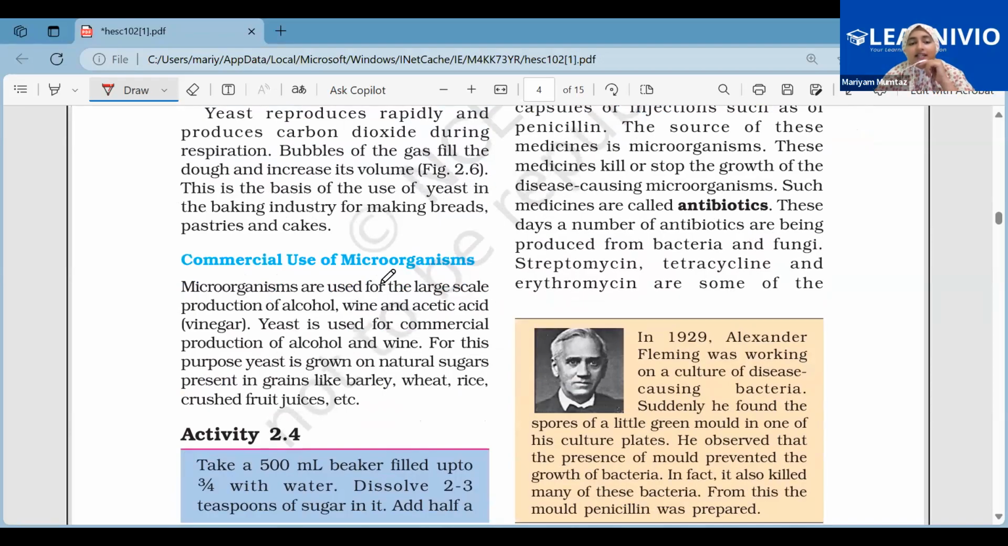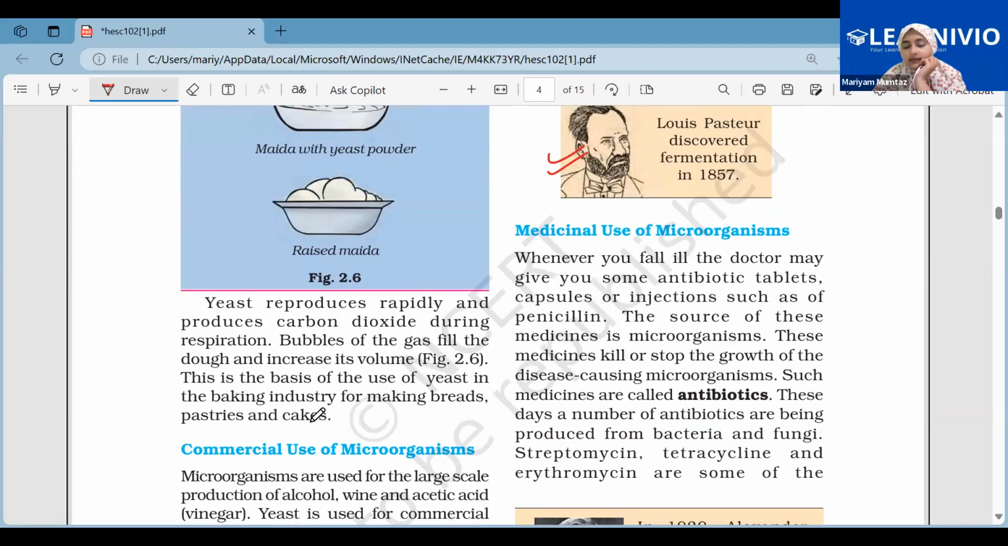Microorganisms are used for the production of alcohol, wine, and acetic acid, that is vinegar. Yeast is used for the commercial production. On a bigger scale, yeast is used for the production of alcohol and wine. And for this purpose, the yeast is grown on natural sugar that is present in grains such as barley, wheat, rice. All of these things like barley, wheat, rice, fruit juices, they are fermented and then their sugar gets converted into alcohol. Clear?